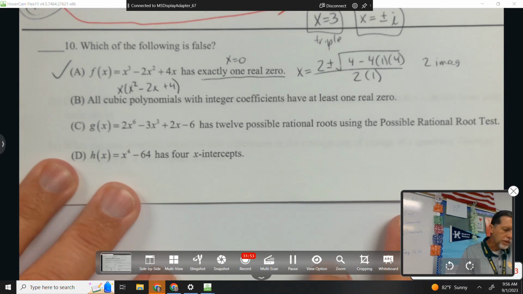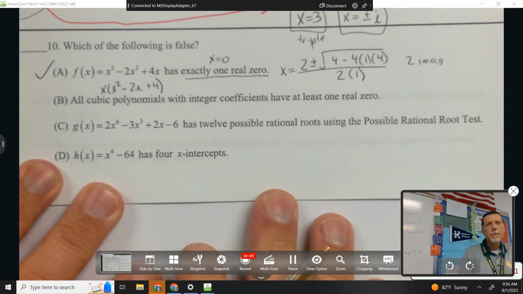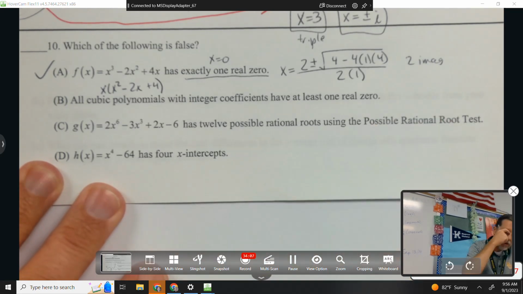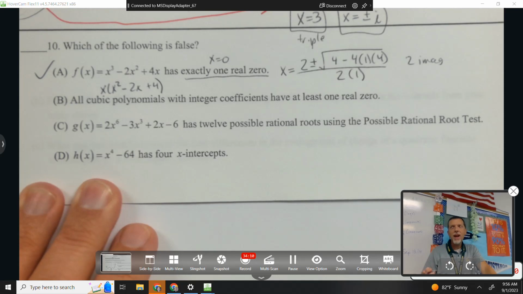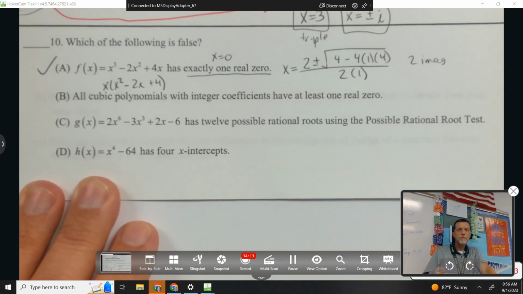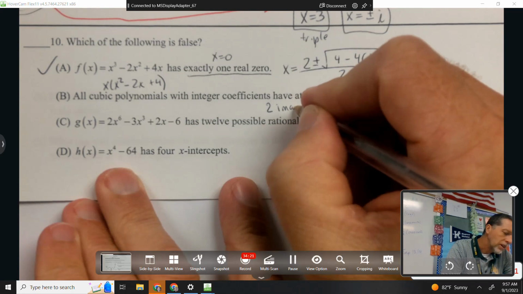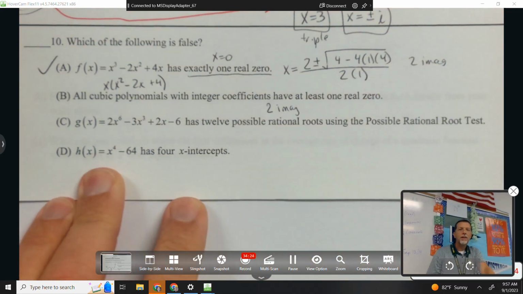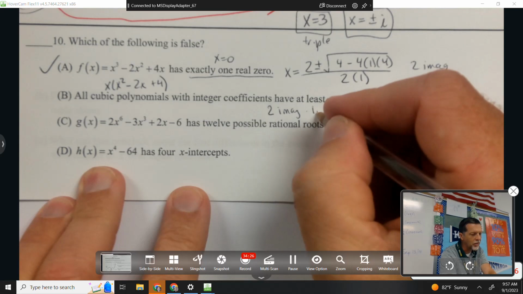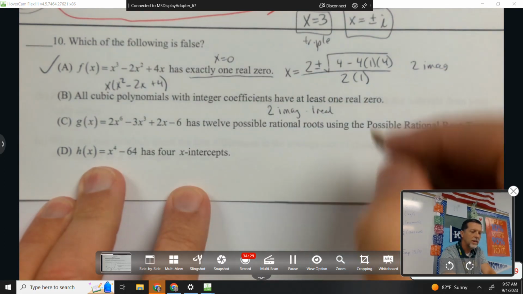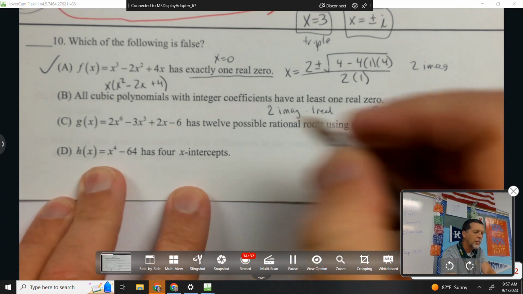All cubic polynomials with integer coefficients have at least 1 real zero. There's a couple ways to attack that one. If it has an imaginary zero, it can't have 1 imaginary zero, right? Because they come in pairs. So if it has any, it has to have 2. And if it has 2 imaginaries, then it's got to have 1 real. I suppose it could just have 3 reals if it didn't have any imaginaries.